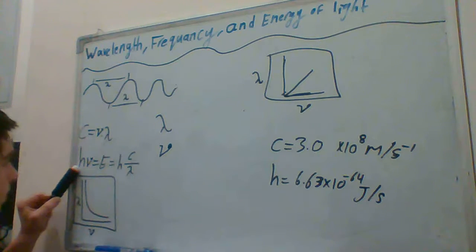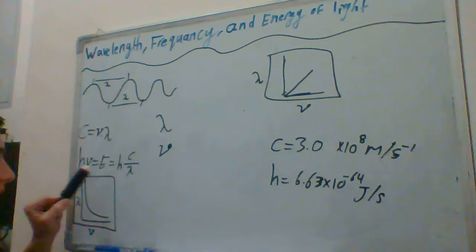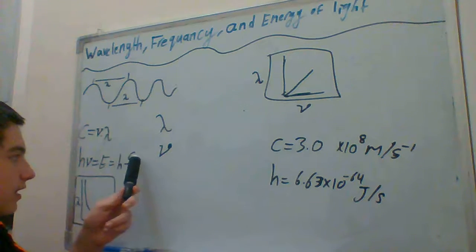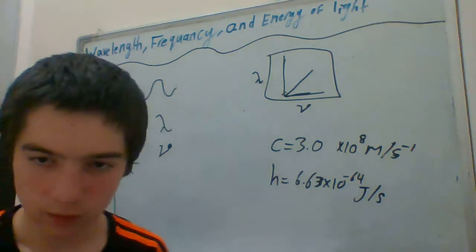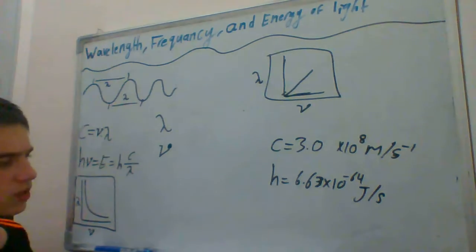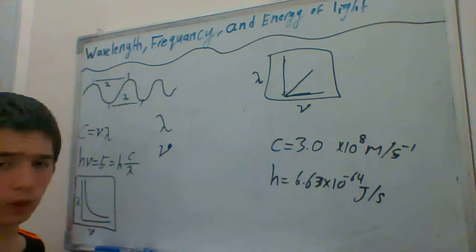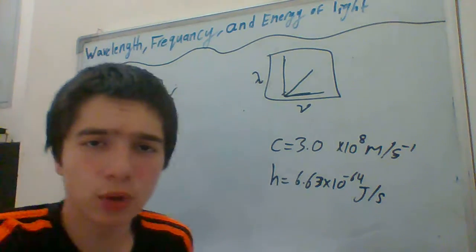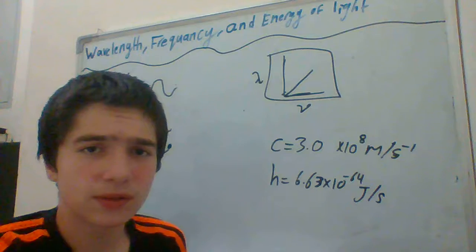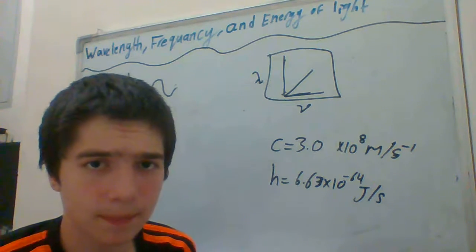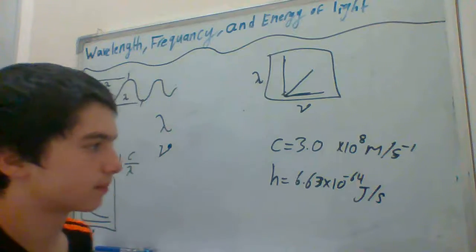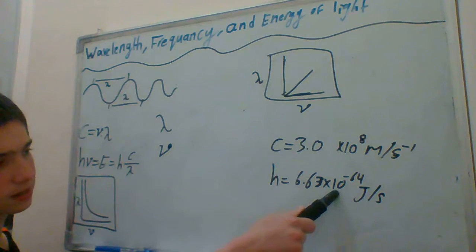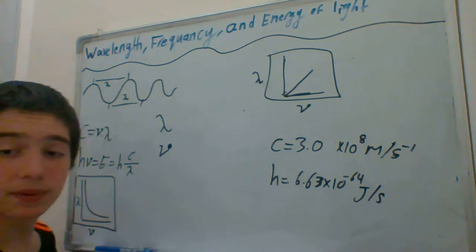Planck's constant multiplied by frequency equals energy, and energy will equal Planck's constant multiplied by the speed of light divided by what? Wavelength. You're right. Okay, so what is Planck's constant? Planck's constant is simply h equals 6.63 multiplied by 10 to the power negative 34 joules per second. So that's Planck's constant.